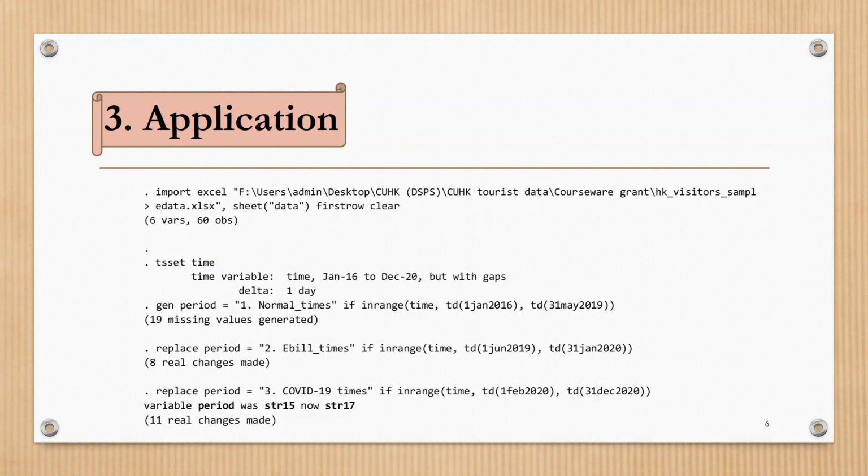Next, we are going to generate a variable called period. In period, there are three values: normal times, extradition bill (EBO) times, and COVID-19 times. If you're not sure how we should define these periods, you can look back to the previous descriptive statistics video, where I explicitly talk about how to define and generate a new variable.